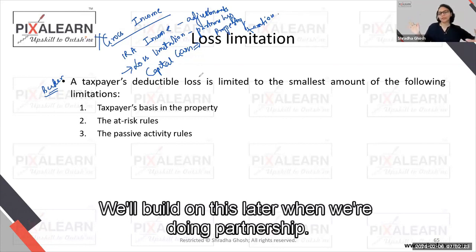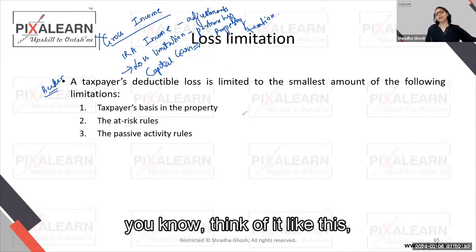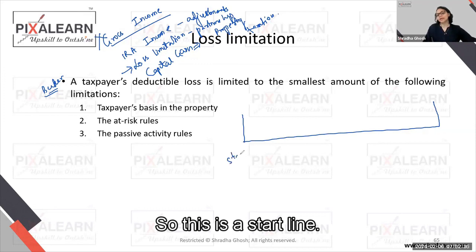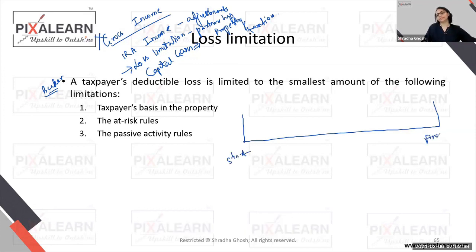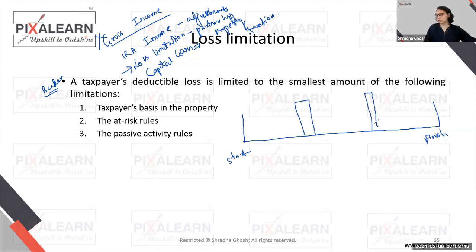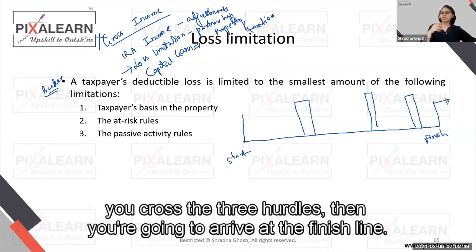Now, see, I'll tell you just a small concept. We'll build on this later when we're doing partnership. What they tell you is this: at any point of time, if there's a loss, think of it like a racehorse. This is the start line. This is the finish line. And I've given you, actually not two, three big hurdles to cross. Only if you cross the three hurdles are you going to arrive at the finish line.